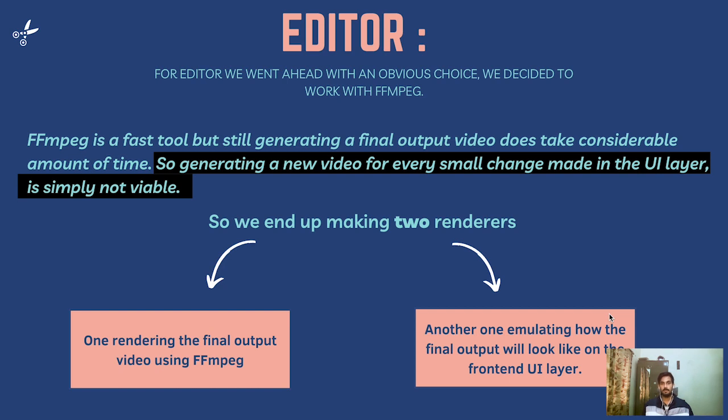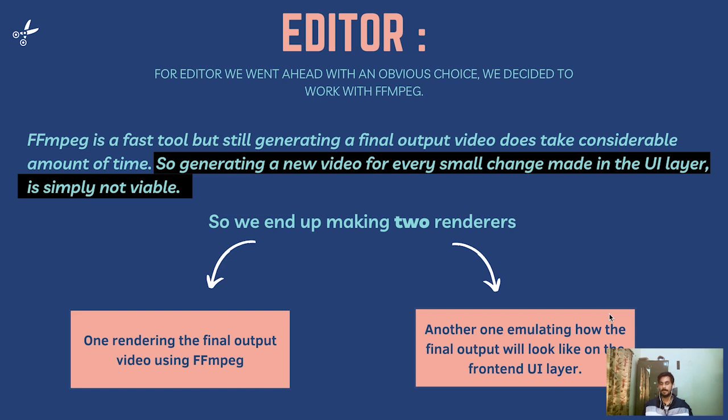But no matter how fast FFmpeg is, generating a new video for every small change in the UI still takes a considerable amount of time. So that was our out-of-options situation: we can't, when the user changes something in the GUI, instantly generate a new video. It does take time. So this was a major problem in front of us.